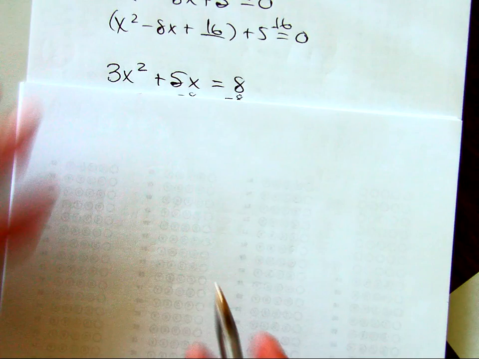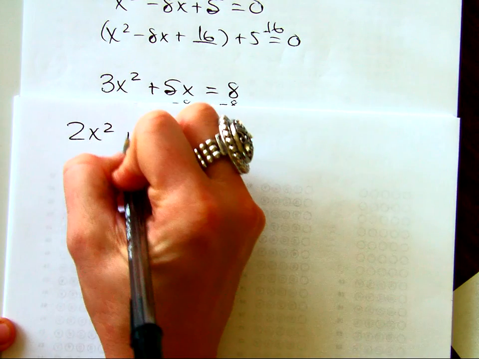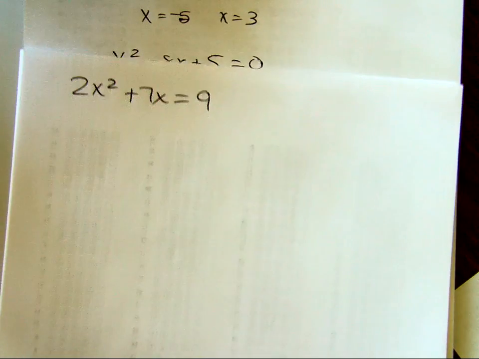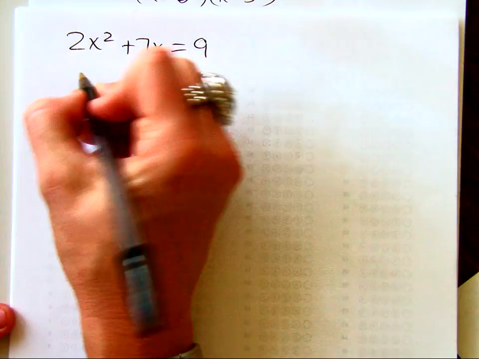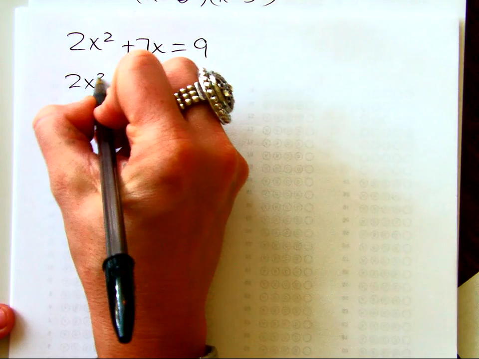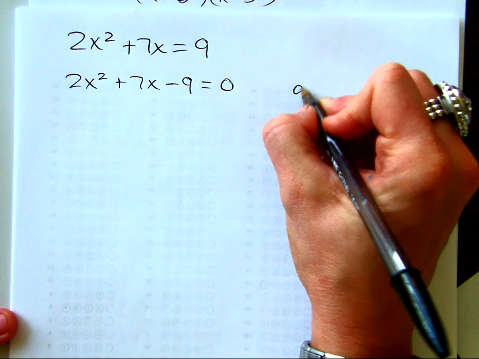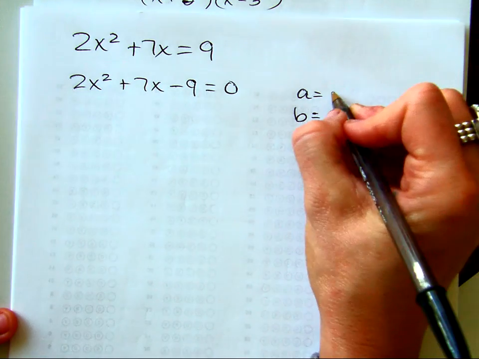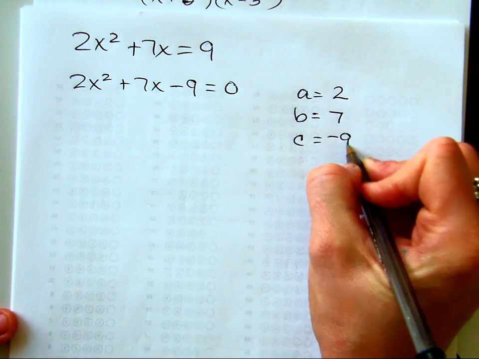Okay, let's do this one. So let's say 2x squared plus 7x equals 9. Again, in order to be able to do this problem, you need it in standard form, which it is not as of right now. So let's get it in standard form by subtracting 9 from both sides. Then identify your A, your B, and your C. Your A is 2, your B is 7, your C is negative 9.